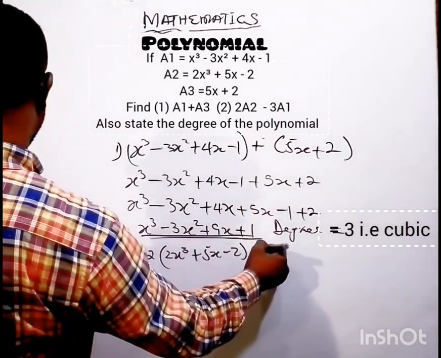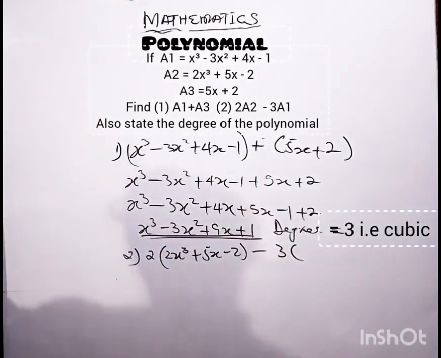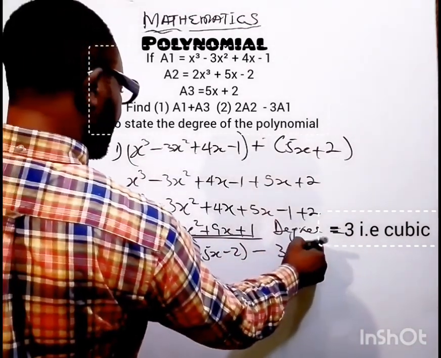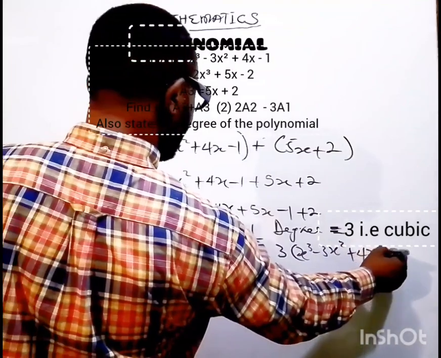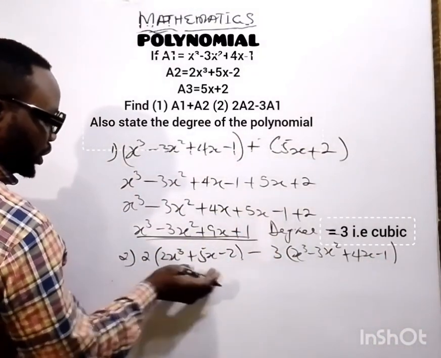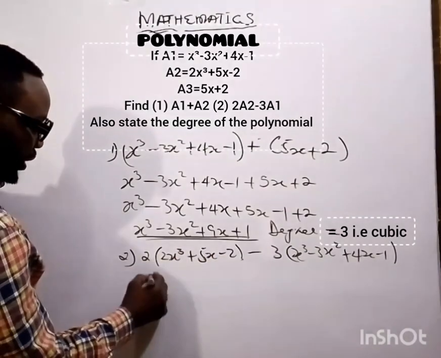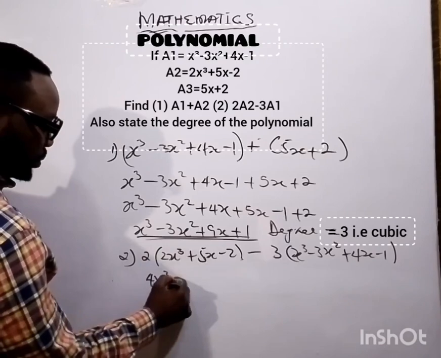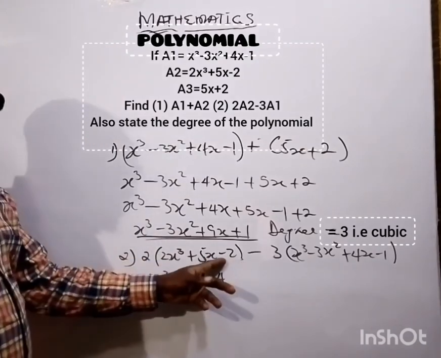Then we are going to also have, let's say, minus 3 into bracket. A1 is given to be x cubed minus 3x squared plus 4x minus 1. Now, what we do is this. Let's do the multiplication of these two with all the terms here. 2 multiplied by 4x cubed plus 10x minus 4. We are through with this side now.